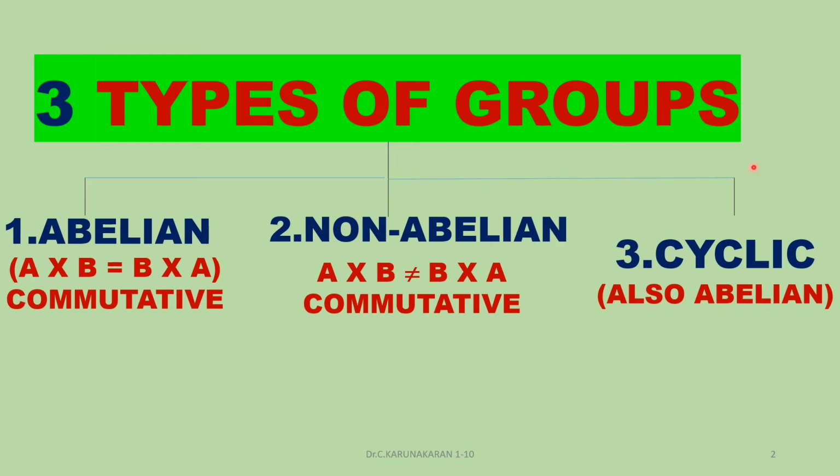There are three types of groups, as I said earlier. One is abelian, it obeys the commutative relation A cross B equal to B cross A. If the symmetry elements A and B do not obey the commutative relation, then the group is called non-abelian. The third one is cyclic group, which also obeys abelian.